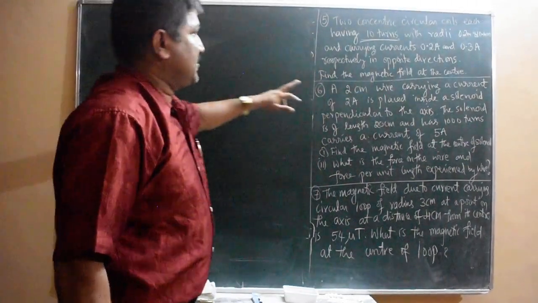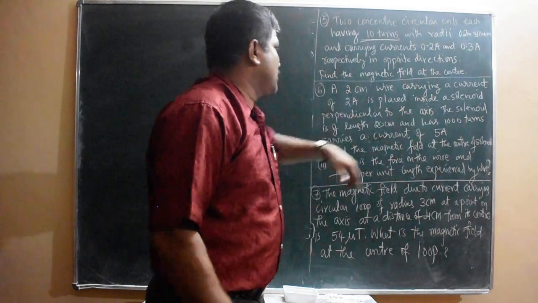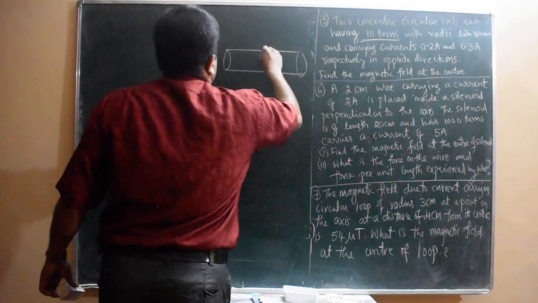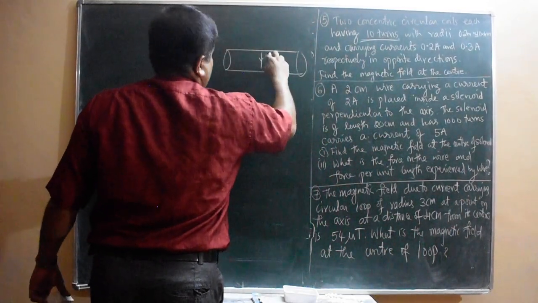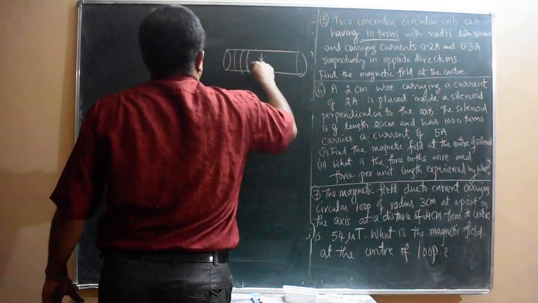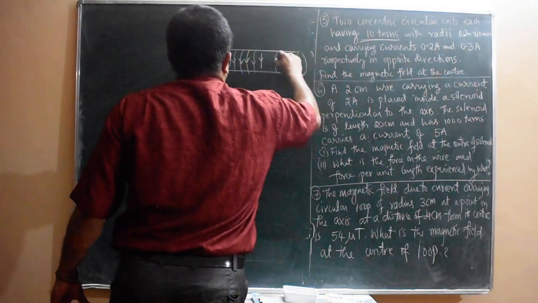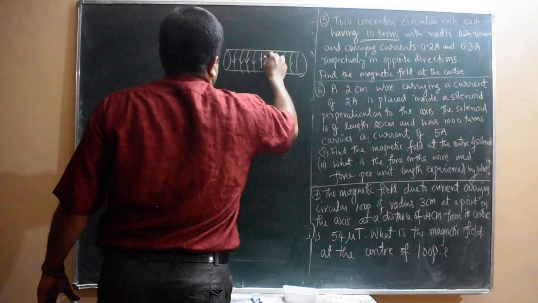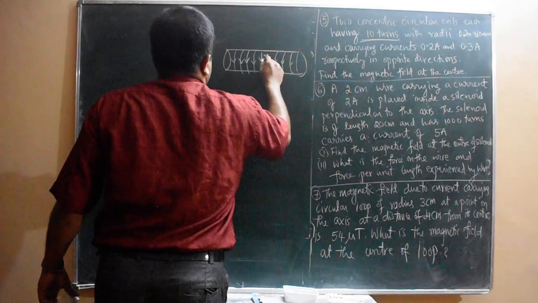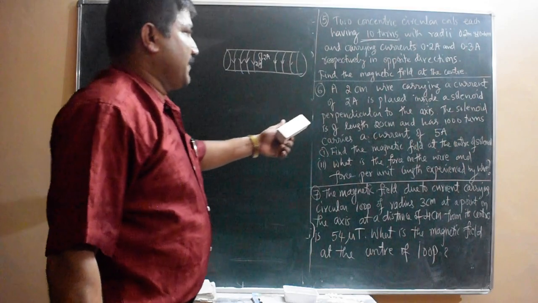Question 6 is: a 2 cm wire carrying a current of 2 ampere is placed inside a solenoid perpendicular to the axis. There is a solenoid like this. A 2 cm length of wire, okay, this is the 2 cm. So there is a solenoid, which has a certain current in it. Solenoid is also carrying current, and a wire is there of length 2 cm and current is how much? 2 ampere. So 2 ampere current, 2 cm length of wire is there inside, perpendicular to the axis.